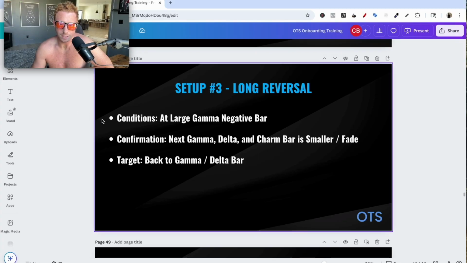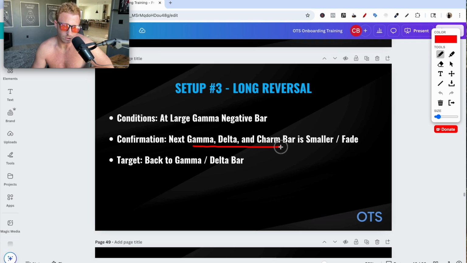Confirmation is going to be the next gamma, delta, and charm bar. All three of them are going to be significantly smaller and fade away. That's going to tell us there's no more interest below this negative gamma bar, meaning there are no more buyers below the price. What is price going to do? It's going to go back up.